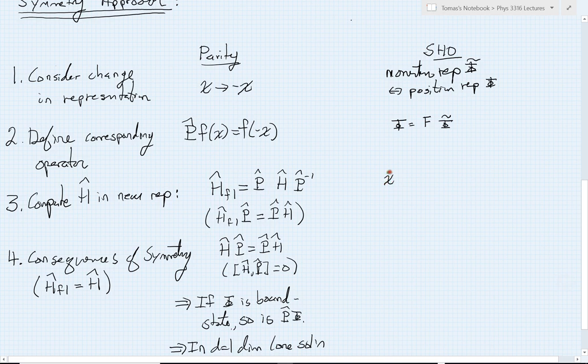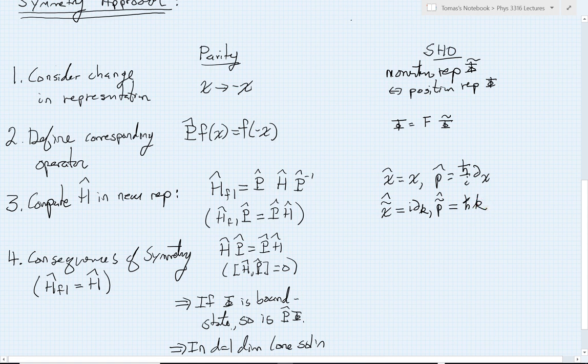So in position representation, we know that the position operator is just x, and that the momentum operator is h bar on i times d by dx. In the momentum representation, we can get the Hamiltonian by using these replacements for our operators. The position operator in the momentum representation is actually i times d by dk. That's something you guys had proved earlier. And then the momentum operator in the momentum representation is simply multiplication by h bar times k.